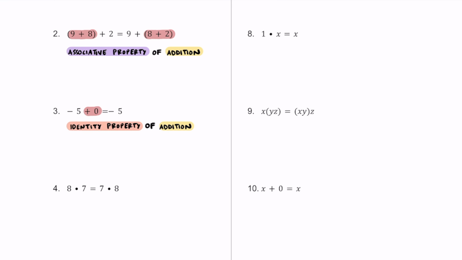For number 4, we have the product of 8 and 7, or 8 times 7, is equal to the product of 7 times 8. So just like earlier where we had addition and we changed the order, notice how this is multiplication, but the order changed. So it's still the commutative property, but more specifically, it's the commutative property of multiplication.